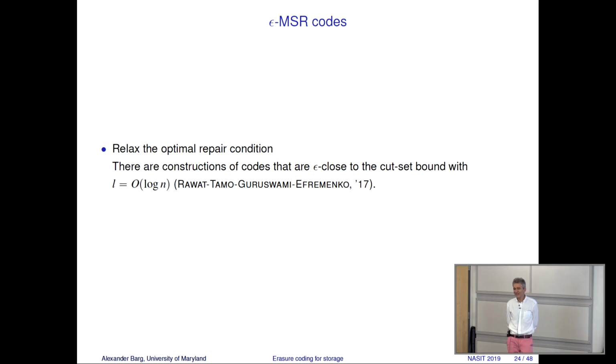If you allow yourself epsilon MSR codes, meaning the bandwidth is optimal times 1 plus epsilon, then sub-packetization can be much, much smaller. There's a doubly exponential decline. Not exponential, but doubly exponential. It can be log n, as opposed to e to the power n. So epsilon MSR codes are possible. This is a nice idea and nice implementation of this work.